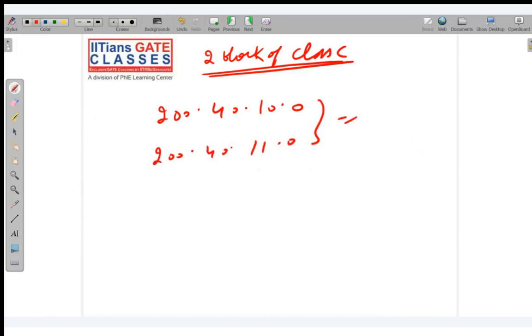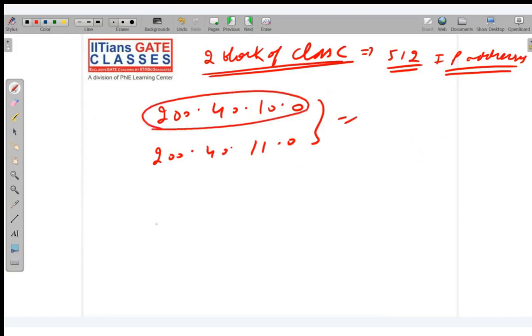Let me tell you the reason also. You want two blocks of class C, that means the number of IP addresses demanded by you should be 512. That's why you want two blocks of class C. Any problem here? Because one block of class C has 256 IP addresses and you want 512 IP addresses. Now see this address. Forget about 200, forget about 40. You just concentrate on these two blocks. 10 is 4 times 0 and 1010. And here 0 means 8 zeros: 1, 2, 3, 4, 5, 6, 7, 8.